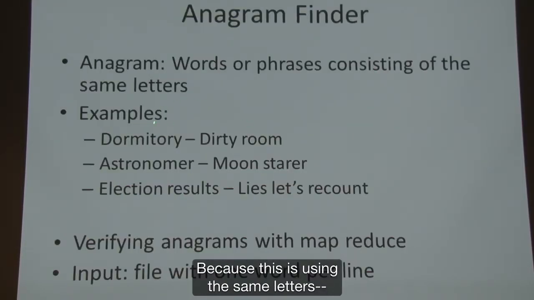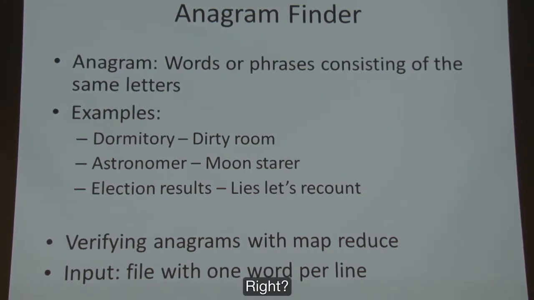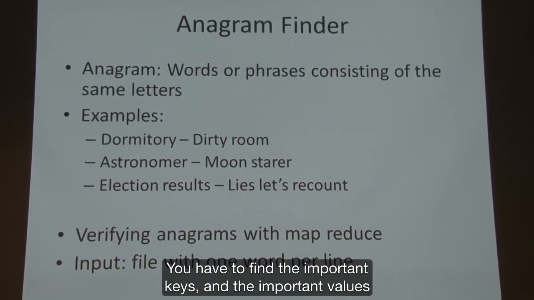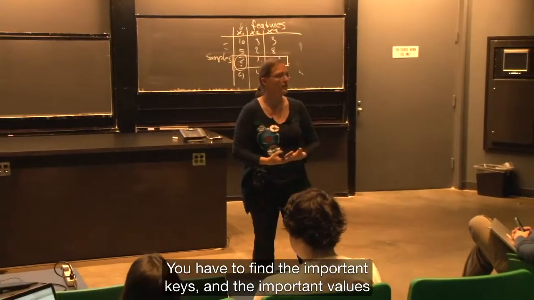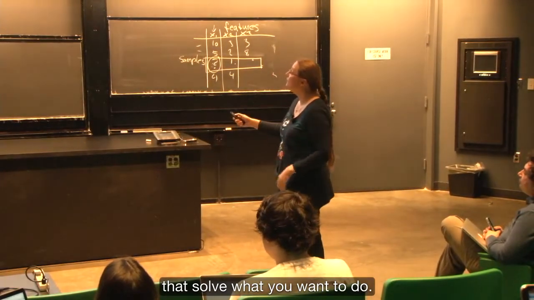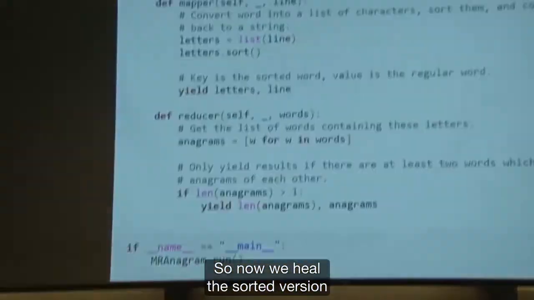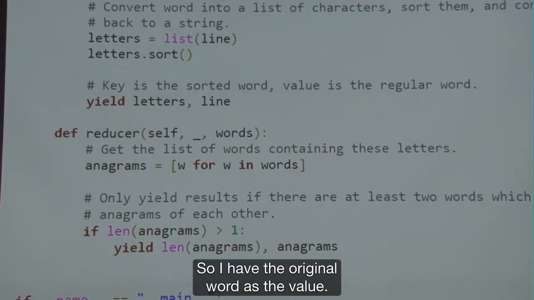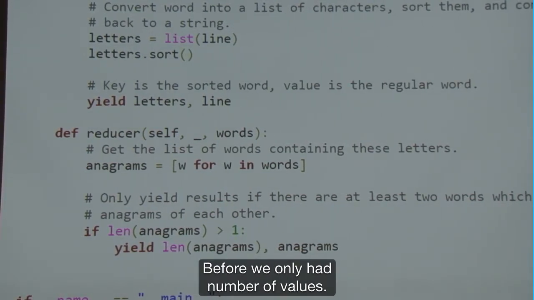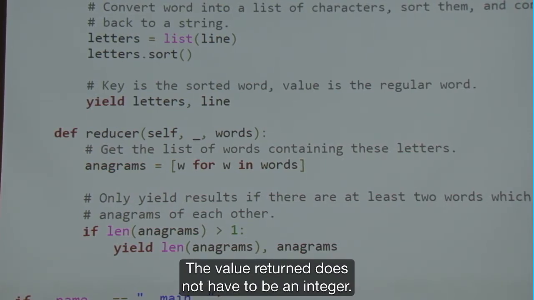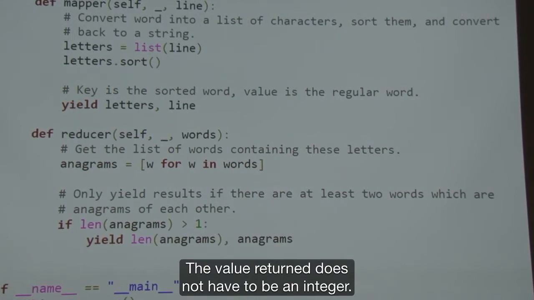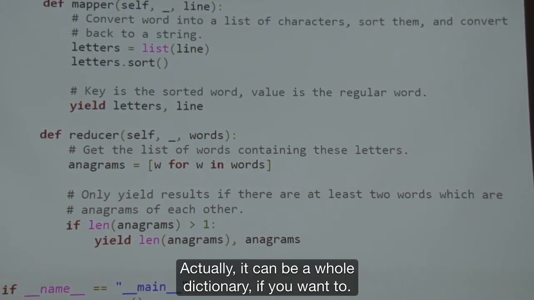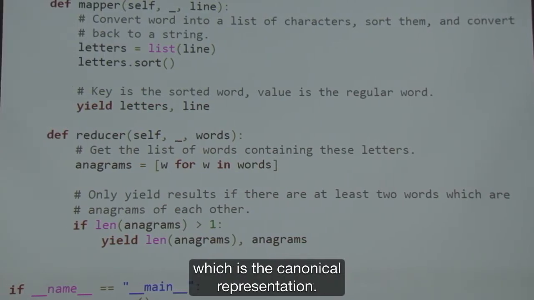Because this is using the same letters, if I strip this down to just the letters and sort them by alphabet, if one is an anagram of the other, they're going to be the same, right? So this is the way you have to think about your problems. You have to find the important keys and the important values that solve what you want to do. So now we yield the sorted version of the letters in the word and the line, which was the original word. So I have the original word as the value. Before we only had number values, there is no restriction on this. The value returned does not have to be an integer. Actually, it can be a whole dictionary if you want to. And then you give it all the different letters, which is the canonical representation.